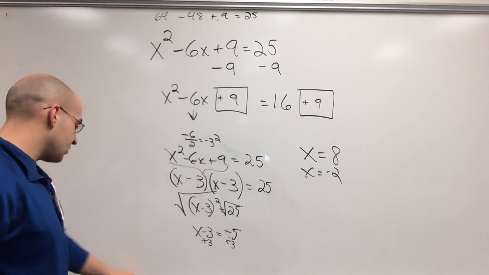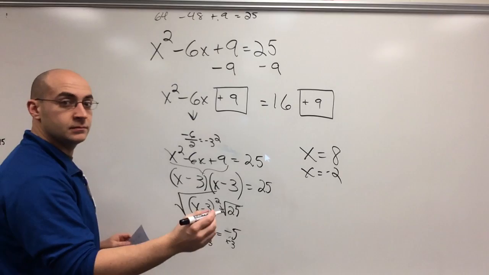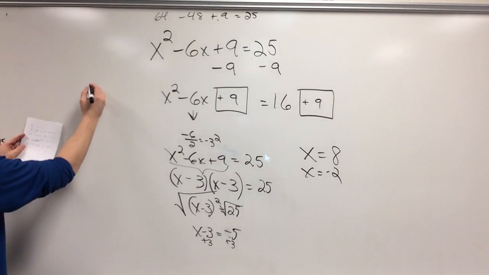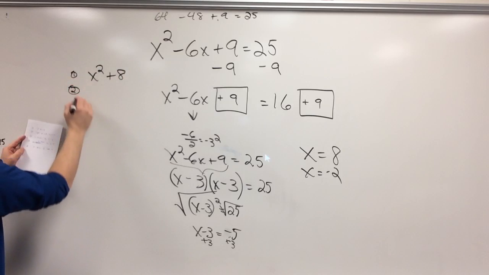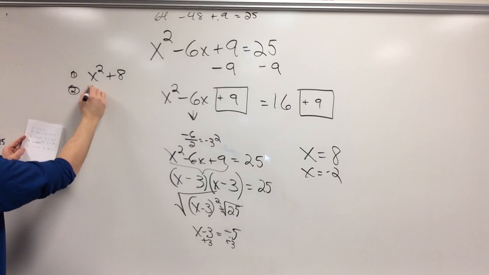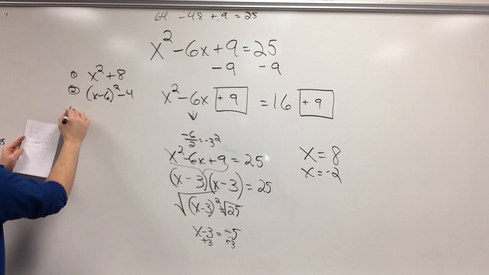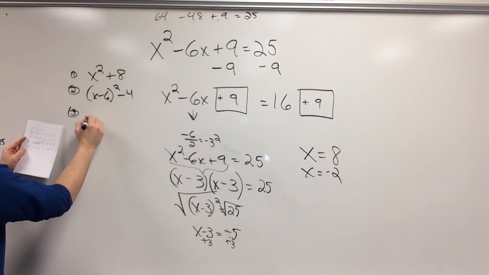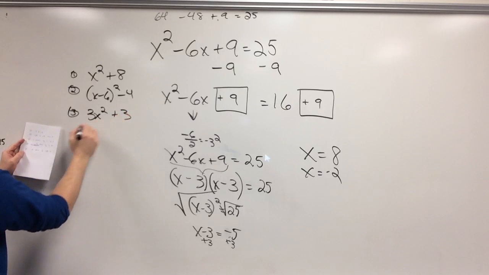So answers to the fever form. Okay. Number 1, x squared plus 8. Number 2, the quantity x minus 6 squared minus 4. Number 3, 3x squared plus 3.